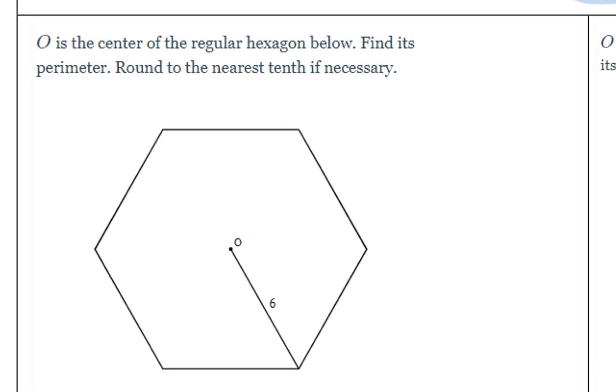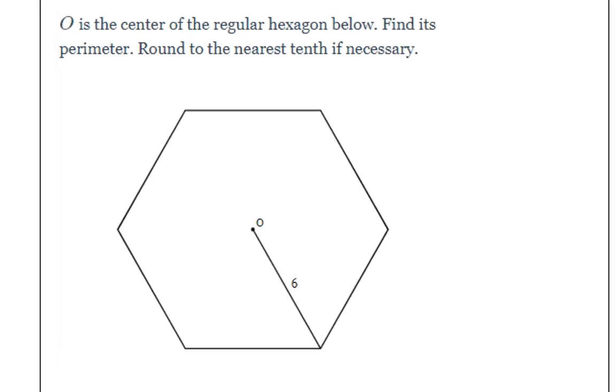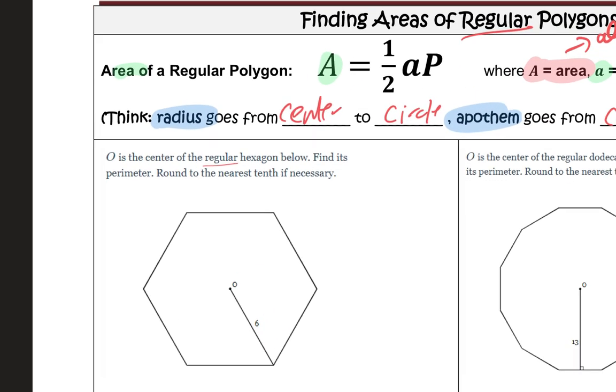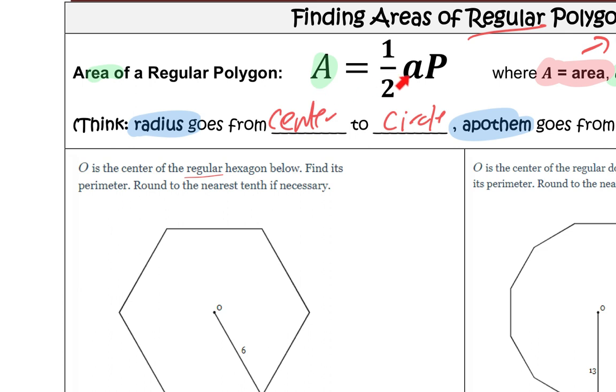This is going to make your brain hurt a little bit, but you got this. Let's just stay focused and know that we got this. O is the center of this regular hexagon below. Given that it's regular, that tells us that we can use our formula for the area of a regular polygon. We're trying to find the perimeter, but we can use this to find that. So let's go and use this.